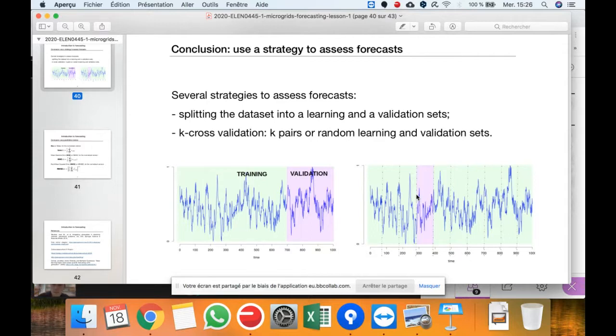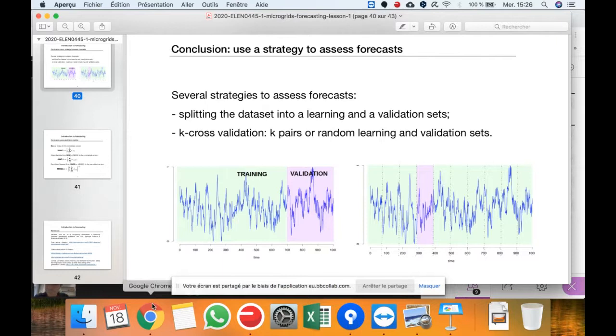Because the error also depends probably on the month, because maybe your model will be very good to forecast the PV generation, for instance, during summer, and maybe it will be very bad during winter. You don't know it in advance. It completely depends on your model. Some models are very good for winter, some other for summer, etc. So it also provides you some information about the error of your model. So that's why it's nice sometimes to use K-cross validation.